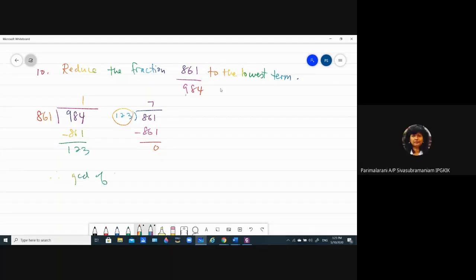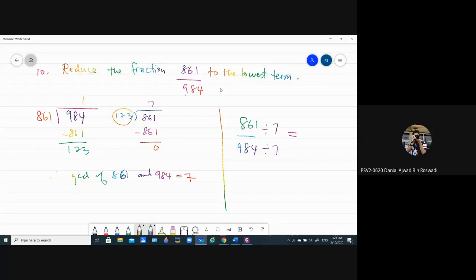123. Yes. So the GCD for 861 and 984 is 7. That means we know that both these numbers can be divided by 7. 7 is the greatest common divisor for both these numbers. So now to reduce this fraction, all we need to do is divide both the numbers by 7. So what do we get here? 861 divided by 7 is 123. 984 divided by 7.